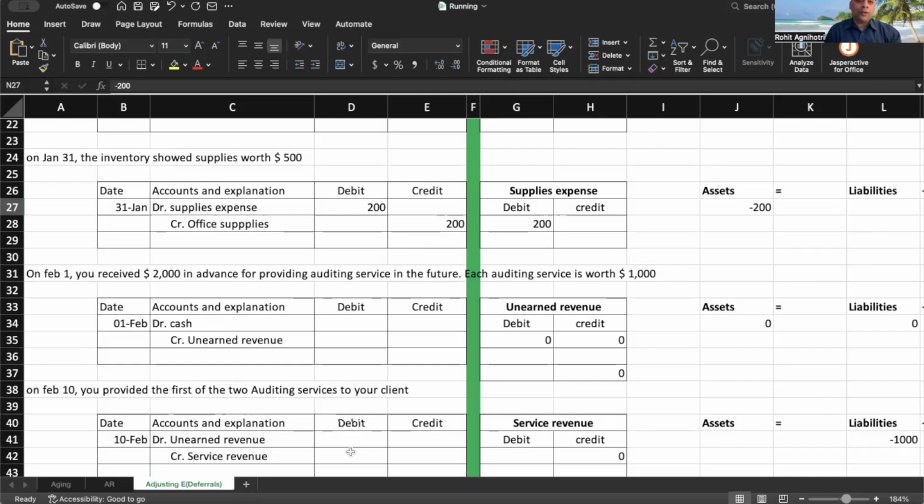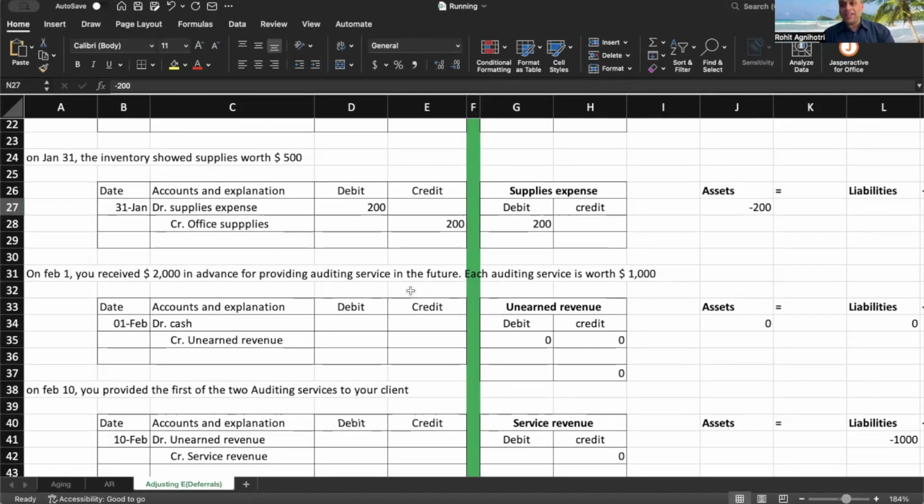Now, how about you receive cash before you provide a service or product? Same concept, it is called deferral. So deferral is paying or receiving cash in advance. So in this example, on February 1st, you received $2,000 in advance for providing auditing service in the future. So auditing is part of your accounting business.